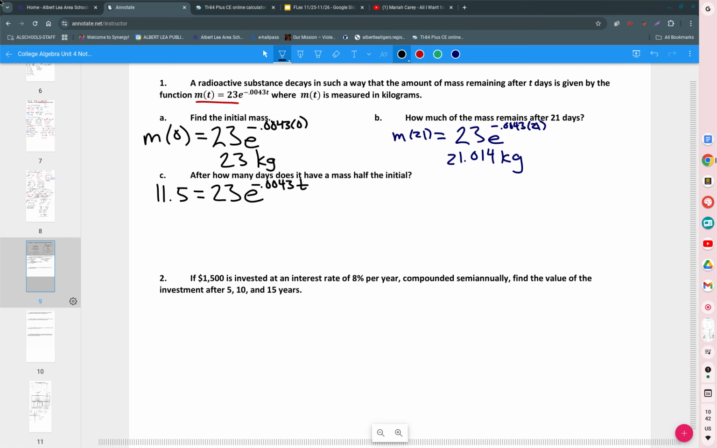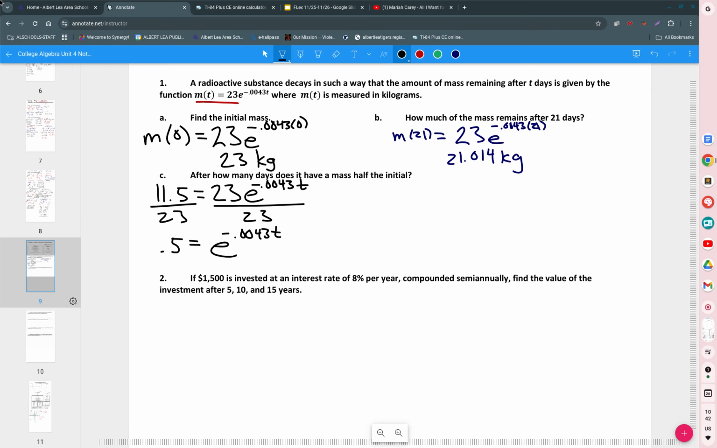What do I do to both sides? What has to move first here? Before the e, the exponent needs to get in the front, right? The t needs something with the exponent. I'm going to divide both sides by 23, I forgot about that. And I get 0.5 is equal to e to the negative 0.0043t.